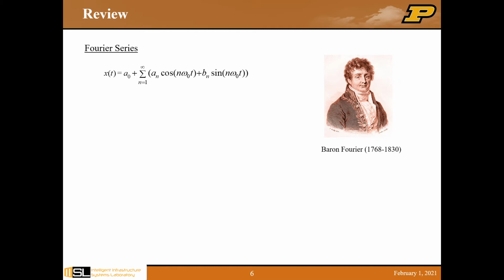Baron Fourier proposed that every signal, every real-world phenomenon, every waveform can be represented as the sum of a series of cosine and sine functions. So here, imagine we have x(t), which is time history data, equal to a0 plus the summation of cosine and sine with different coefficients, an and bn, which is amazing.